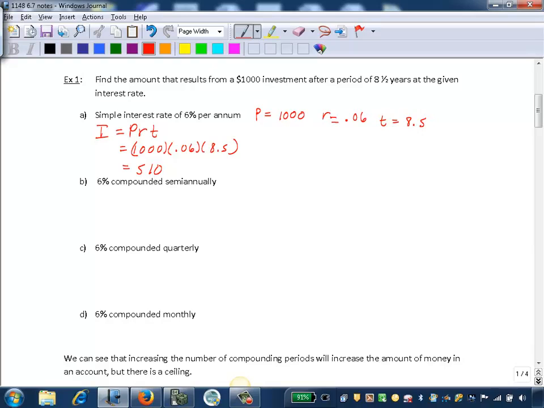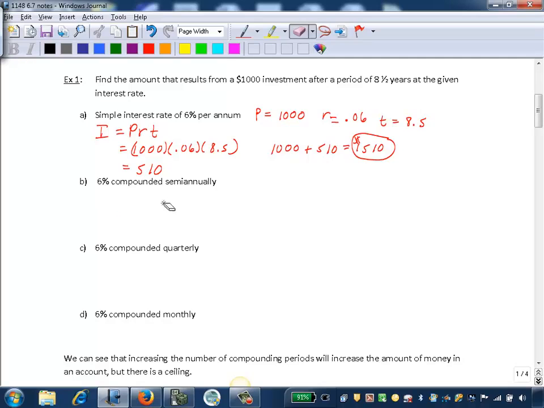So if we earn $510 of interest, then the amount in our account will be that original amount, 1,000, plus our interest, 510, and that will give us a total of $1,510 in that account. Let's look at Part B.